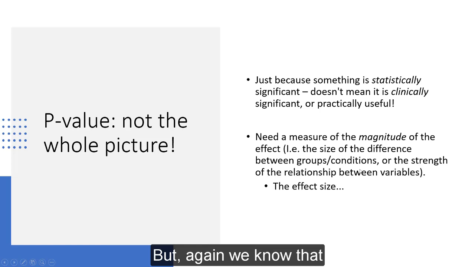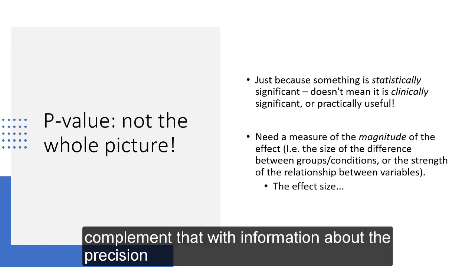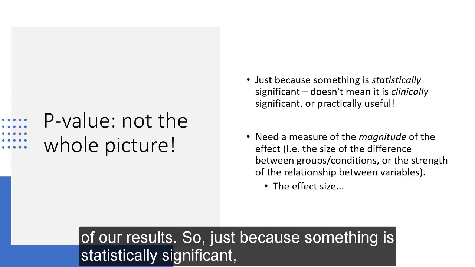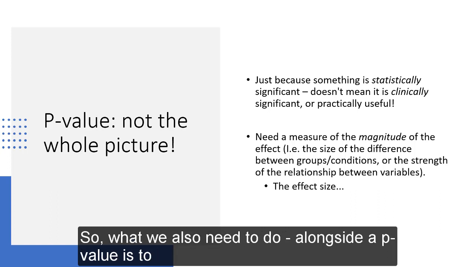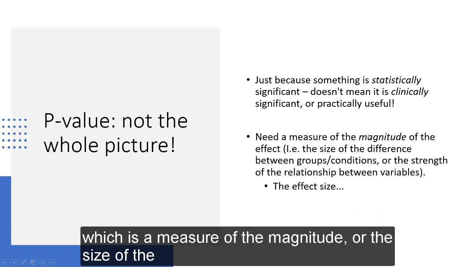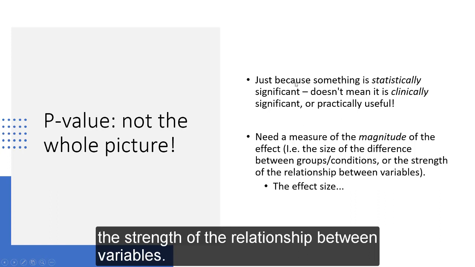But again, we know that the p-value is not the whole picture, and so we can complement that with information about the precision of our estimates. But there's also something else in terms of the interpretation of results. Just because something is statistically significant doesn't mean that it is clinically significant or practically useful. So what we also need to do alongside a p-value is to calculate and interpret something called an effect size, which is a measure of the magnitude or the size of the effect. So the size of the difference between the groups or conditions, or the strength of the relationship between variables.